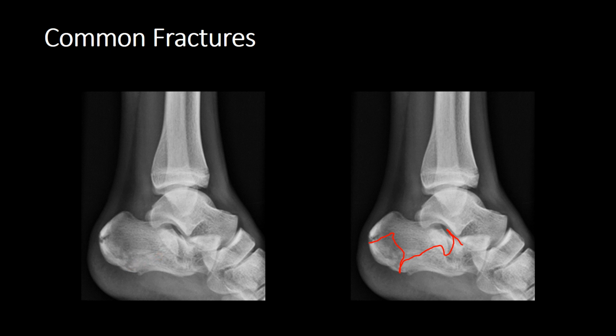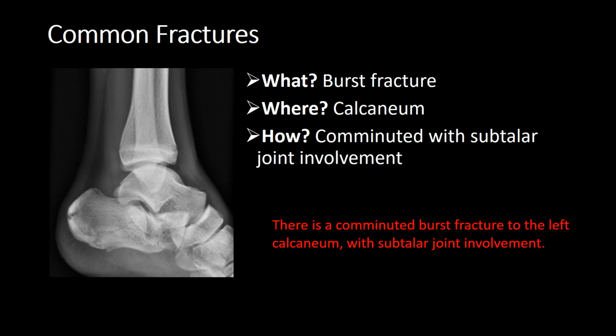But perhaps the most important thing about this is always the comment on whether the subtalar joint is involved, because that has a significantly poorer prognosis for somebody with a crushed fracture to the calcaneum. So what is it? It's a burst fracture. Where? The calcaneum. How? It's comminuted with subtalar joint involvement.